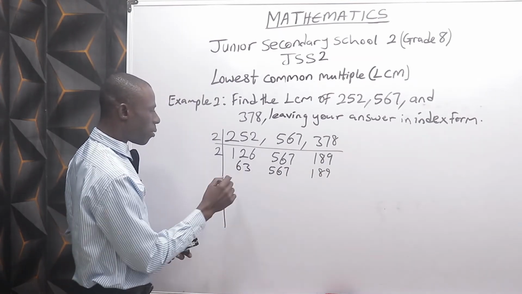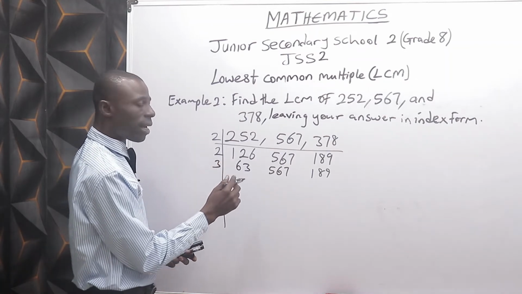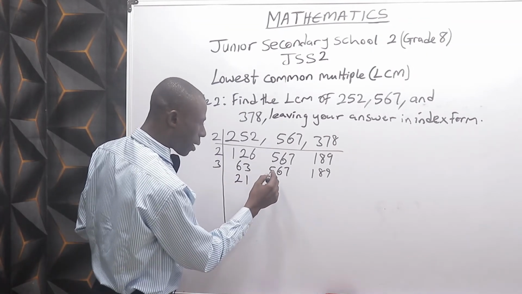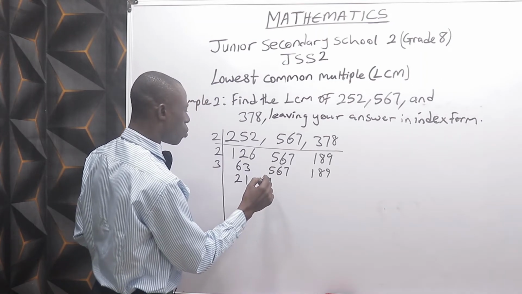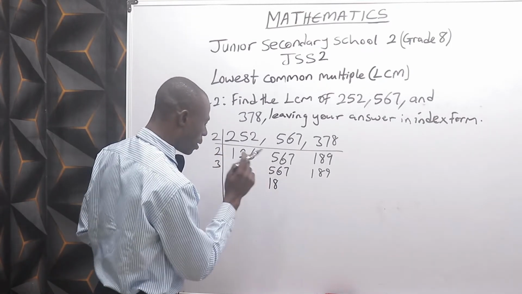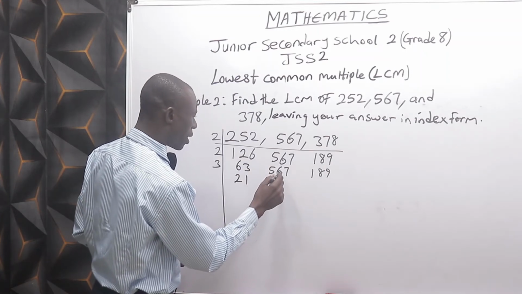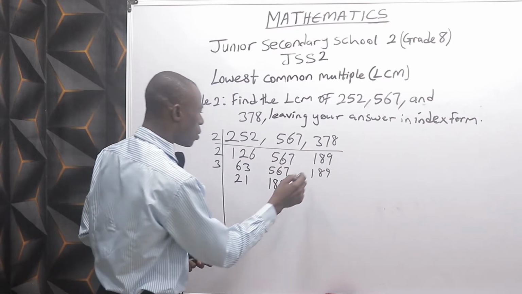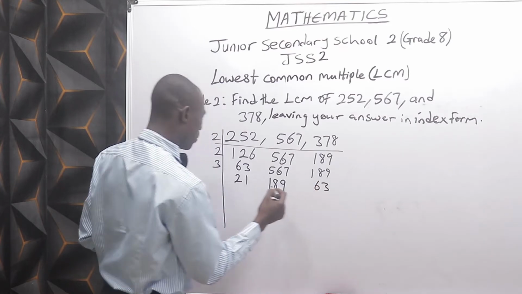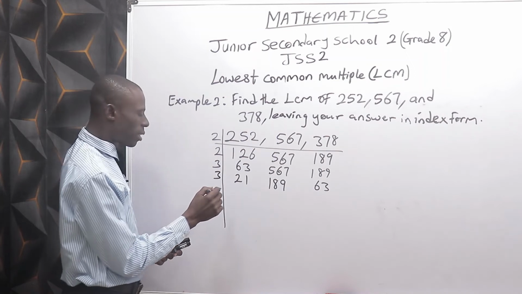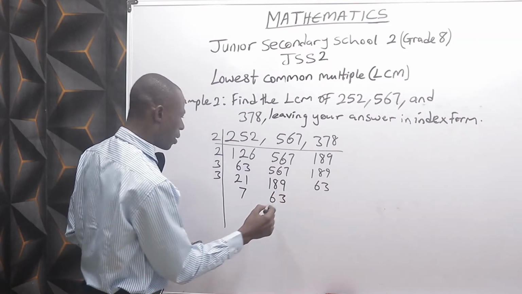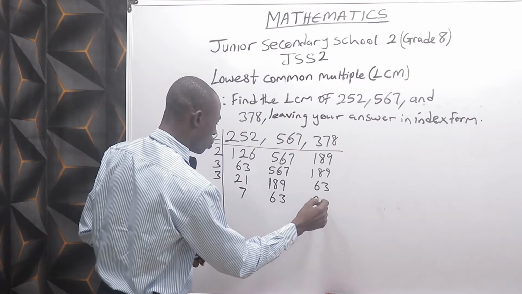2 can no longer divide any of them, so we take 3 as the next prime factor. 3 in 63, that's 21. 3 in 567 is 189. 3 in 189 is 63. 3 in 378 is 126. Then 3 in 63, that is 21, 3 in 189, 63. 3 in 21, that is 7. 3 in 63, 21. 3 in 126, 42.